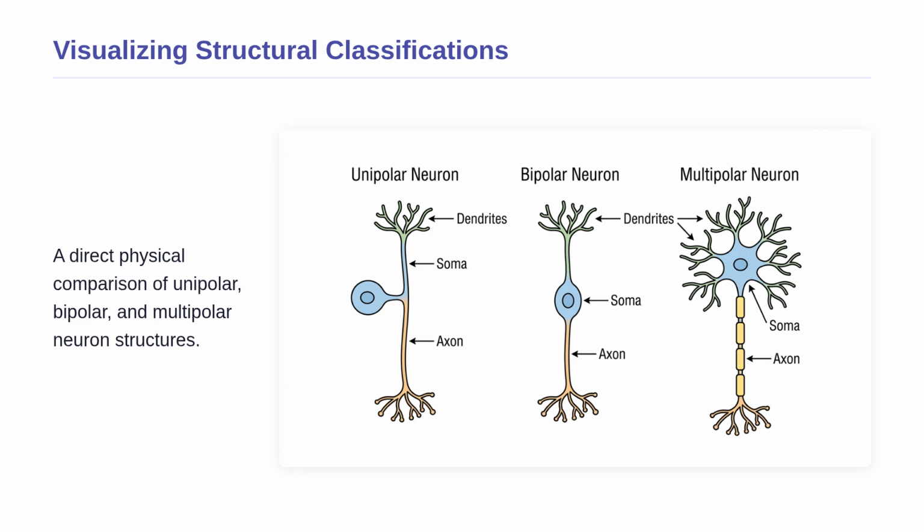Finally, on the right is the multipolar neuron. Notice the single axon pointing downward, but the massive tree-like canopy of multiple dendrites surrounding the cell body. This visual perfectly illustrates how structure dictates the neuron's ability to receive and process information.